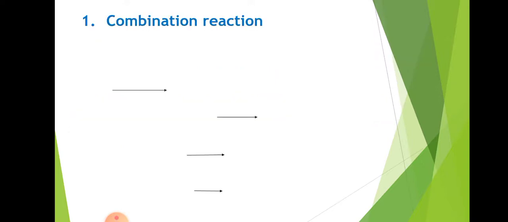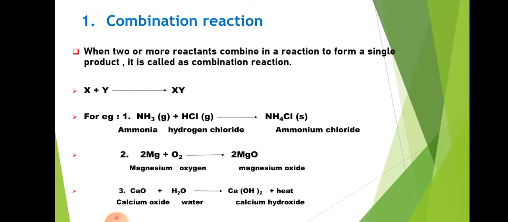The first type we are going to see is the combination reaction. As the name suggests, combination means to combine something. When we combine something we get a product. Like that we combine the reactant side and we get a product. As the definition says, when 2 or more reactants combine in a reaction to form a single product, it is called a combination reaction.